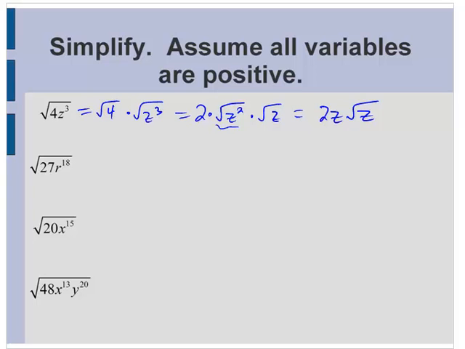Why don't you try the next one on your own? Simplify the square root of 27r to the 18th. All right, 27 is 3 times 3 times 3. And then I've got a square root of r to the 18th. All right, so square root of 3 times 3 times 3, I can pull out a single factor of 3.